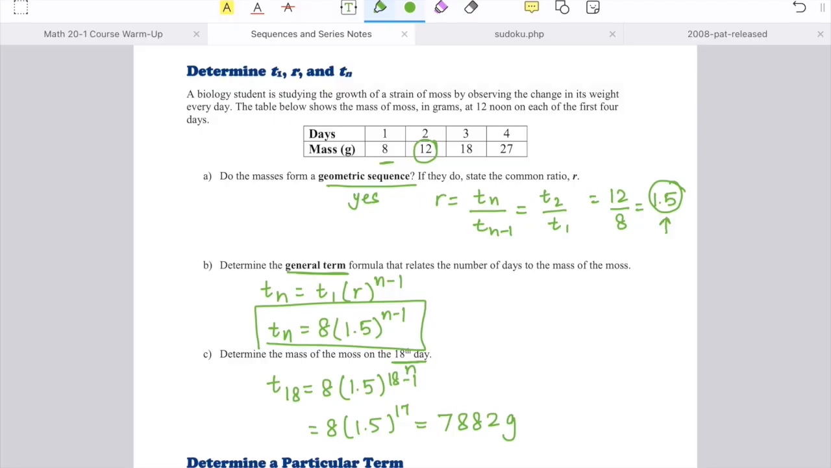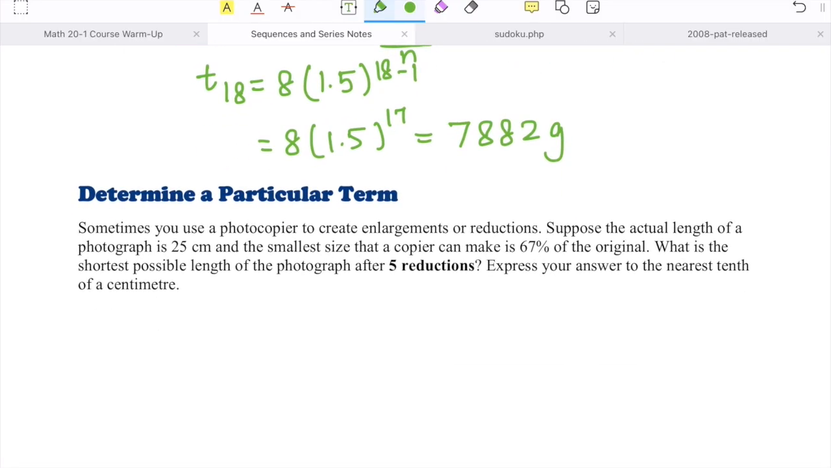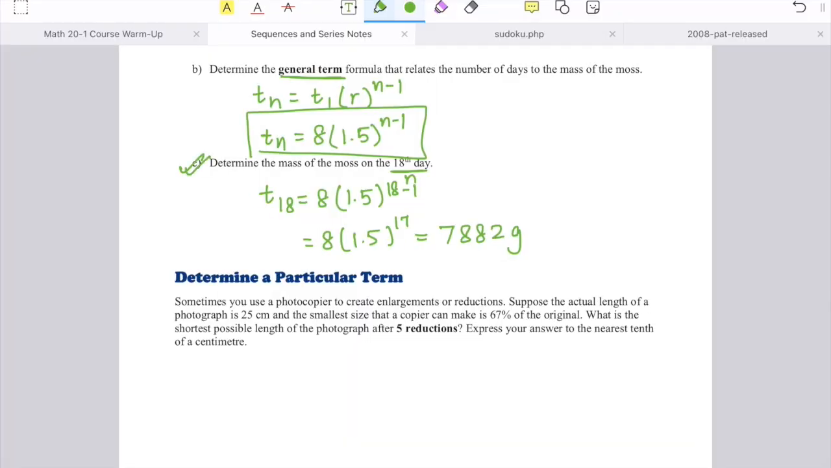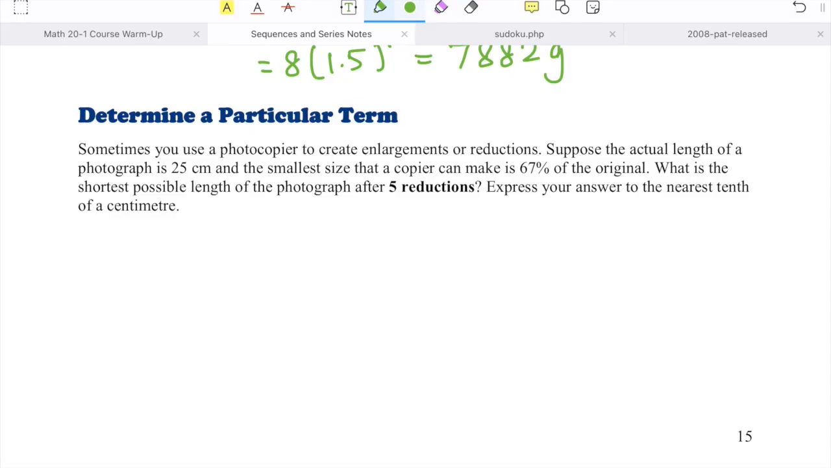Okay, the second type of problem that you might get is if you want to figure out a particular term. It's kind of like what we just did over here. Sometimes you use a photocopier to create enlargements or reductions. Suppose the actual length of the photograph is 25 centimeters and the smallest size the copier can make it is 67% of the original. What is the shortest possible length of the photograph after 5 reductions?